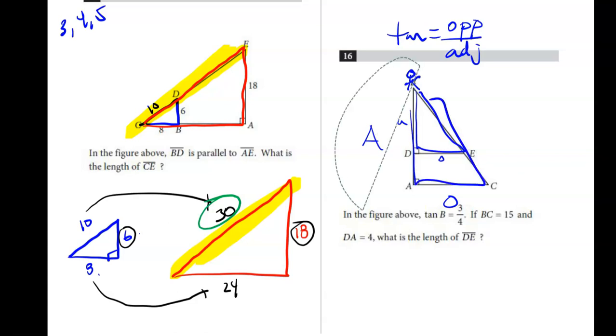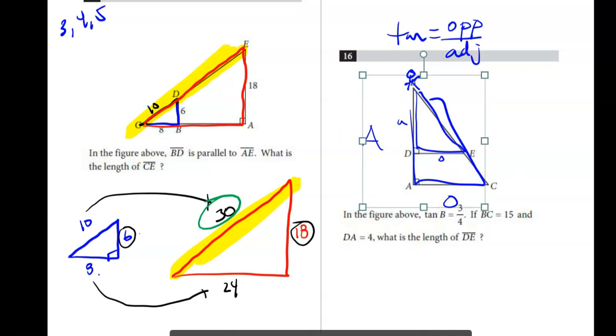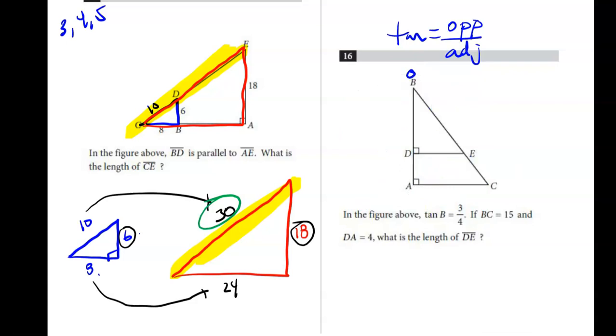It depends on if you're just focusing on the little one or the big one. All right, so let's put some work in and see what's going on. So it's 3 to 4. We have BC is 15. So that means this entire side over here is 15. And DA, that little piece right there, is 4. What is the length of DE?